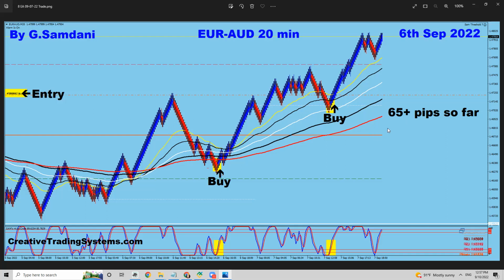I'll show you that I got the down move already on Euro Aussie. On the 7th, it went up because Aussie was weak, but now the tables are turning and Aussie is getting strong. I'll show you at the end of the video.